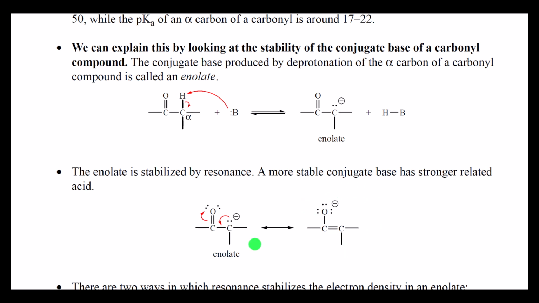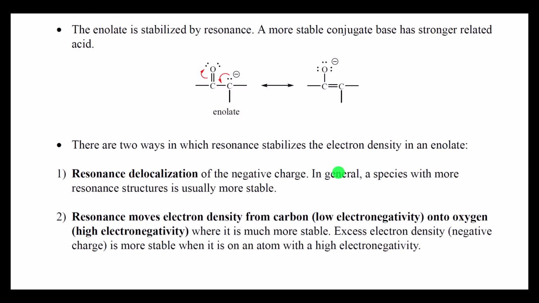In a sense, this is an allylic resonance structure, and we have seen that a shortcut to generating allylic resonance structures is to simply swap the double bond location and the location of the reactive intermediate, in this case, the lone pair and negative charge. So the double bond moves here, and the lone pair negative charge moves up to there. This resonance structure stabilizes the electron density in the enolate, thus making the original acid a stronger acid.